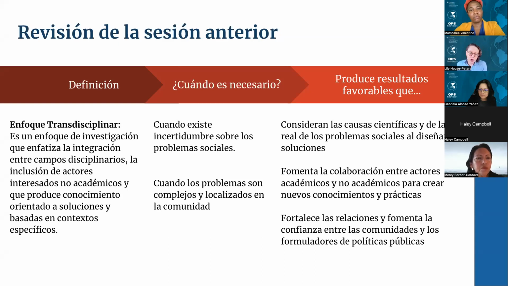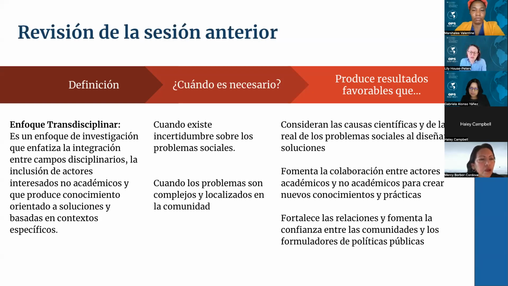And when is this the right approach? Because transdisciplinarity might not always be the right approach, as it does have many challenges. But when we have high uncertainty about social ecological problems, and when these are complex community-based problems, the outcomes are favorable, as we just saw with the case study, because they take into account real life social and ecological problems when designing the solutions, as well as the local context. And they really foster collaboration amongst a wide range of actors from academic research and from beyond, including policymakers, politicians, and community members themselves as important actors in these collaborations.